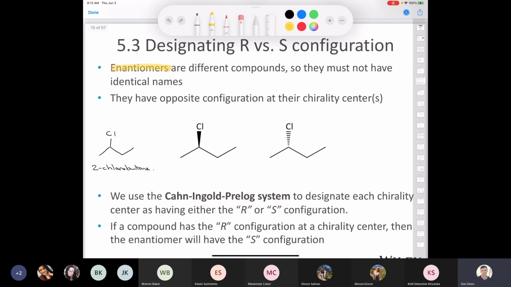And the way that we do that is we use what's called the Cahn-Ingold-Prelog system. Sometimes the book uses a shorthand, the CIP system, to denote each chiral center as having an R or an S configuration. So if a compound has the R configuration at a chirality center, its enantiomer is going to have the S configuration. If a compound is S, its enantiomer is going to be R. Now, how do we designate these two chiral centers as being R or S? How do we do that?